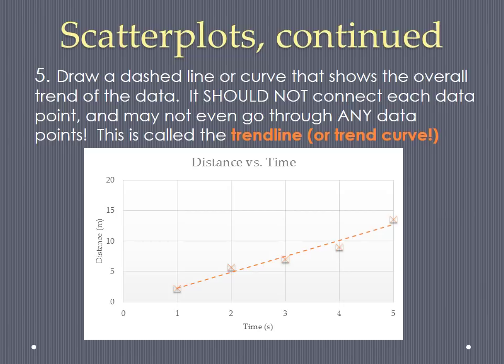A trend line, also called a trend curve if the line is curved, is giving you a general idea about the relationship between the data points. Sometimes it won't even go through the data points, and that is okay. Do you notice at the 2 and 4 second data points, the trend line doesn't go perfectly through? Again, totally okay.